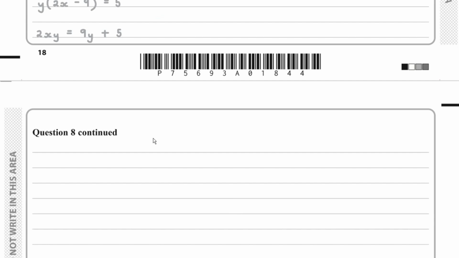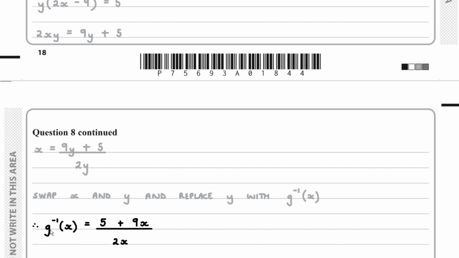So, if I now divide through by 2y, we can see then x is equal to (9y + 5) over 2y. Now, if I swap x and y and replace y with the inverse of g, we can therefore conclude that the inverse of g is equal to (5 + 9x) over 2x. And here, x cannot equal 0, otherwise we'd be dividing through by 0, but x can equal any real number.